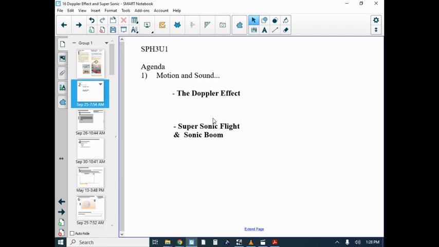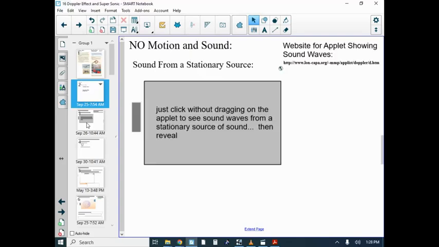All right, in this lesson, we are looking at motion and sound. So we're looking at effects that are observed when sources of sound are moving. We're going to look at the Doppler effect, and we're going to look at supersonic flight and sonic booms. So, kind of interesting things.